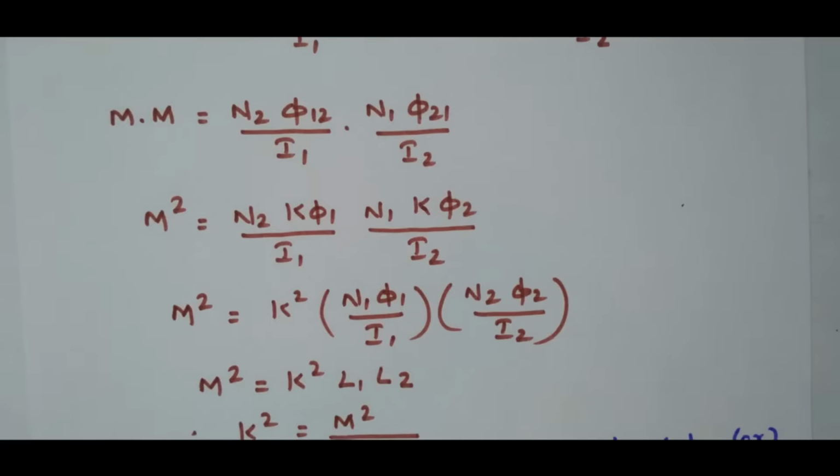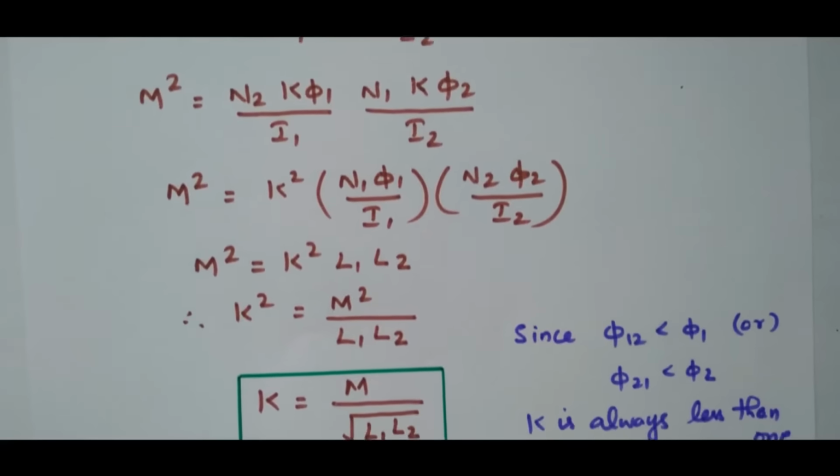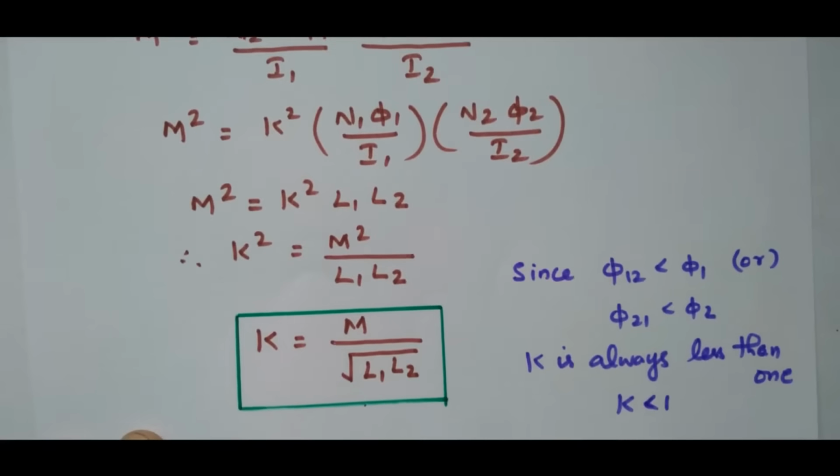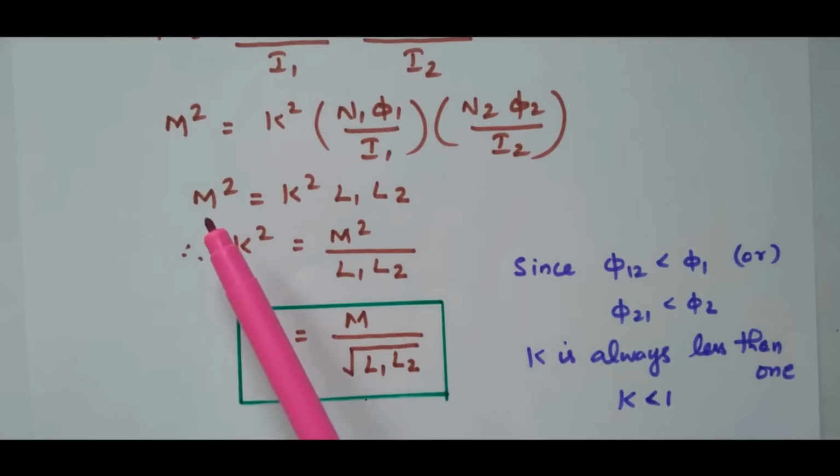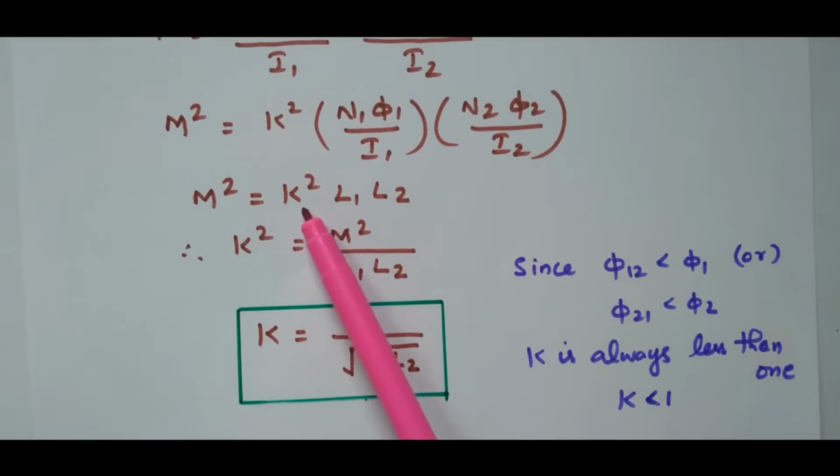So the coefficient of coupling: M² equal to K² L1 L2, K² equal to M² by L1 L2, and by taking the square root on both sides, K equal to M divided by square root of L1 L2. So this is the expression for coefficient of coupling. From that we can find how much coil 1 and 2 are coupled together. It is always less than 1.